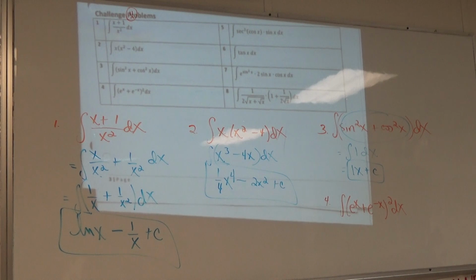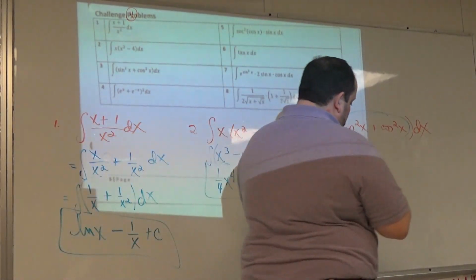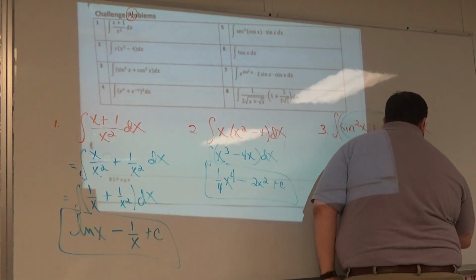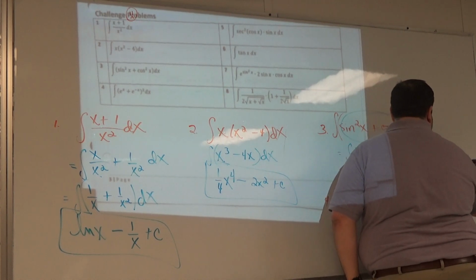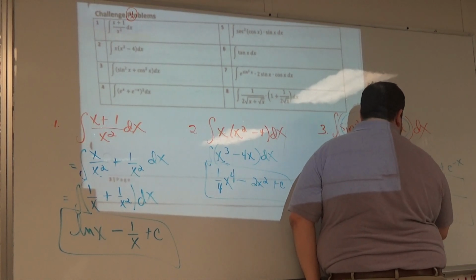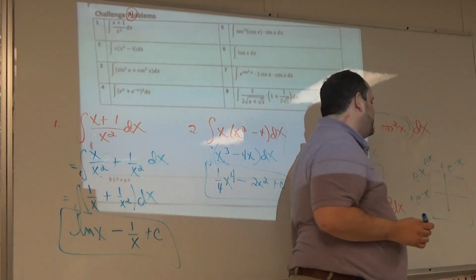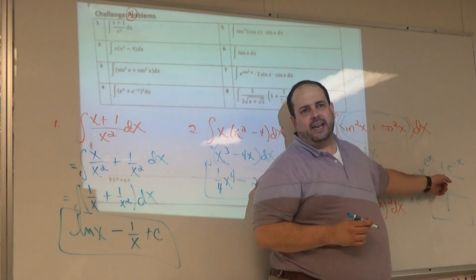I'm seeing some versions of the box. What the heck? That's what I'm thinking. E to the x plus e to the negative x, e to the x plus e to the negative x. Oh, it's exponent rules that are getting us here.